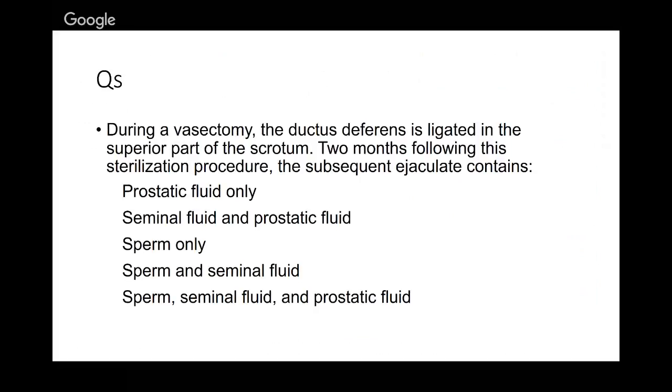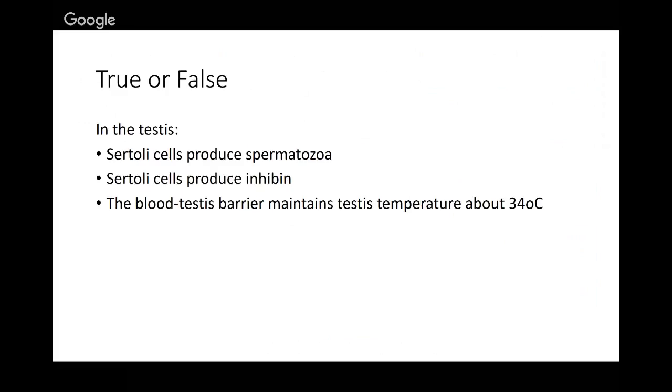Okay, quick question. Yep, so the answer is seminal fluid and prostatic fluid. So just pretty much three things. So you have sperm, the seminal fluid, and the prostatic. So if you don't have sperm from the vas deferens, then it's the other two. Okay, true or false?